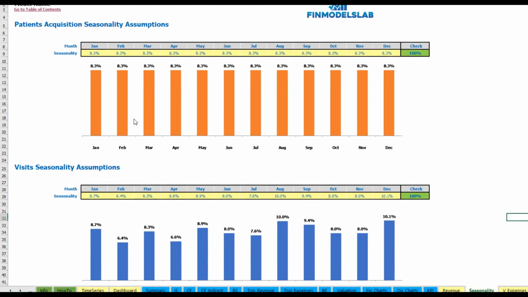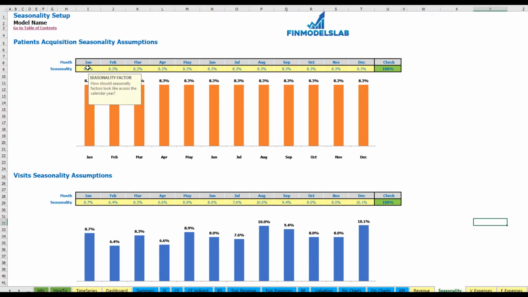Additionally, you can input seasonality for the patient acquisition or new patients requirement, and the visit seasonality across the year, in case this treatment is seasonal.